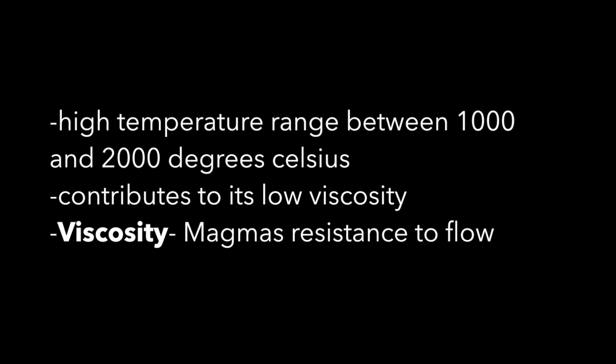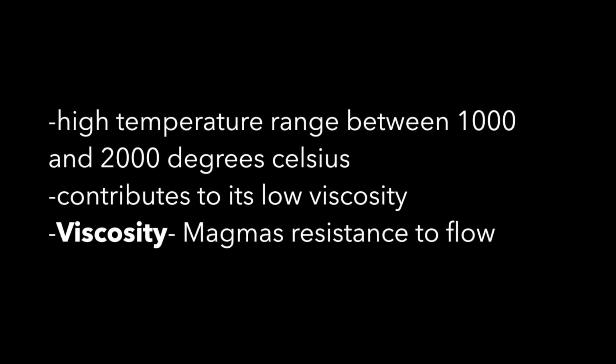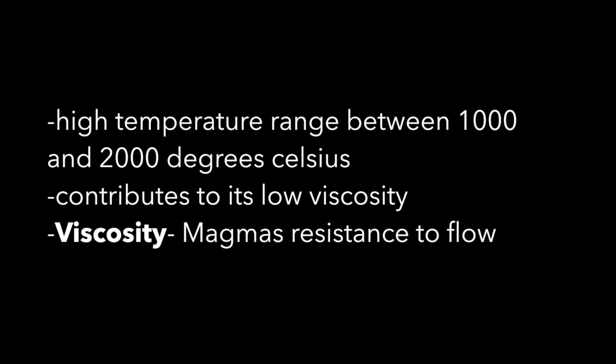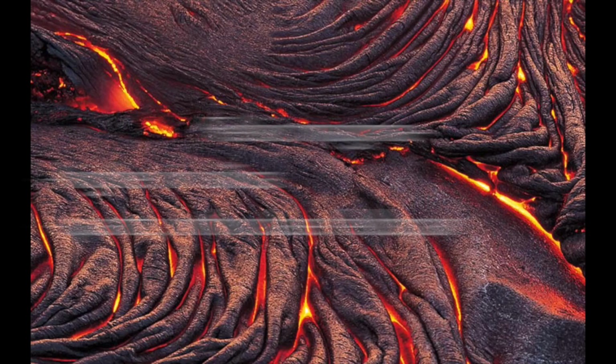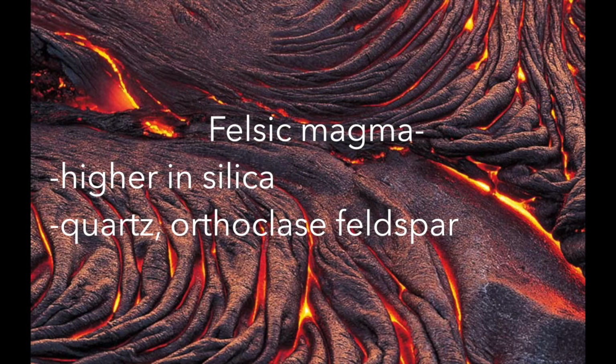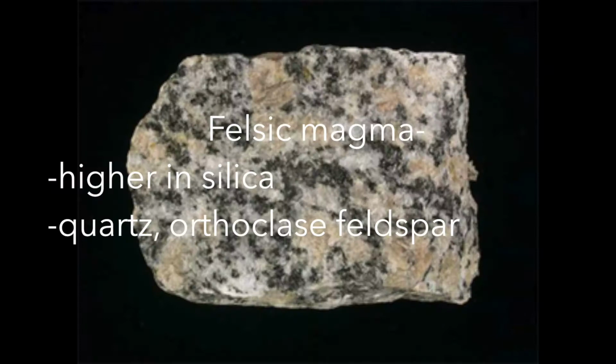Mafic magma has a high temperature range between 1000 and 2000 degrees Celsius. It contributes to its low viscosity. The viscosity is magma's resistance to flow. Felsic magma is higher in silica with minerals like quartz and orthoclase feldspar, which gives it a lighter color.